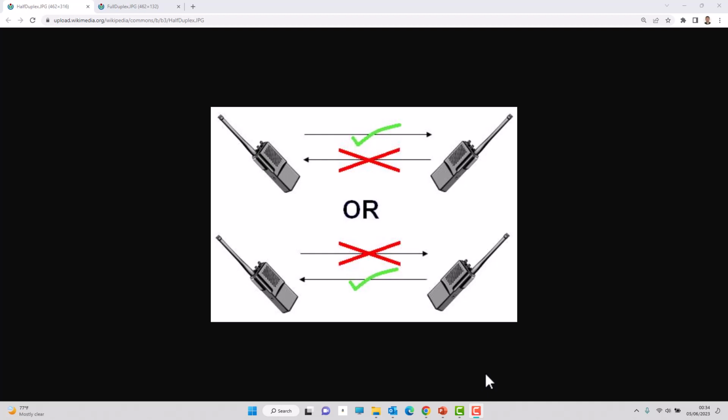Let's take a look at what half duplex and full duplex mean. Here's an example of half duplex communication. We have two radios, and in half duplex, only one radio can transmit at a time. This is the sender, and this is the receiver. Only the sender may send the communication. And of course, going back, only the receiver will send some feedback to the sender.